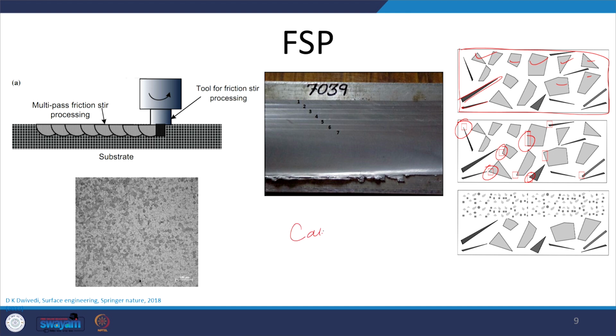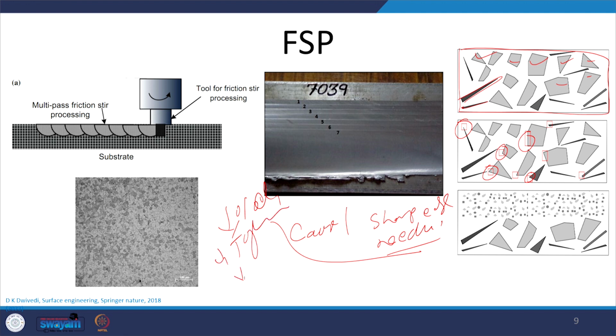Coarse and sharp edged needle shaped constituents, these reduce the percentage elongation, that is ductility, these reduce the toughness, and these reduce the strength as well. You may get the higher hardness, it is fine, but because of the coarse structures and the fine needles, they adversely affect the mechanical performance in general.